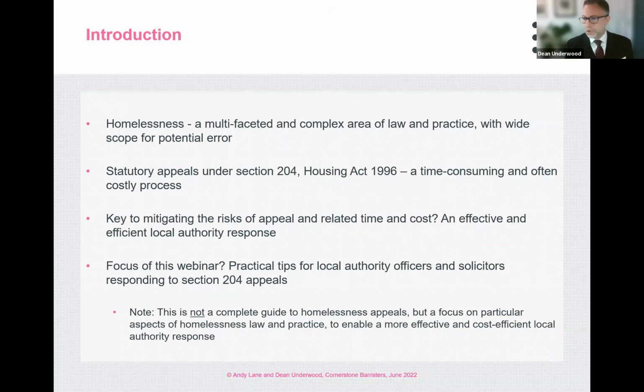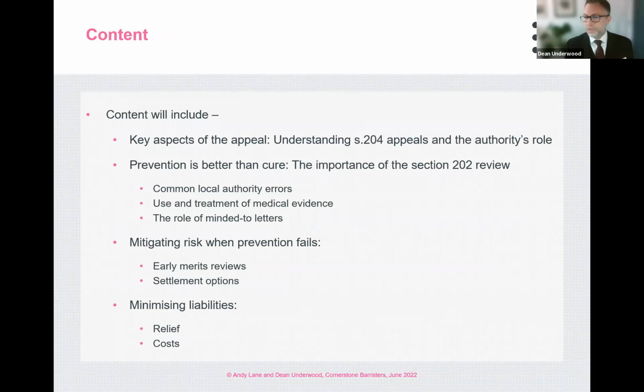On which note, content-wise, Andy and I will cover the following key issues. So key aspects of the appeal, understanding the nature of a Section 204 appeal and the local authority's role in particular, and Andy's going to take you through those slides in a moment.